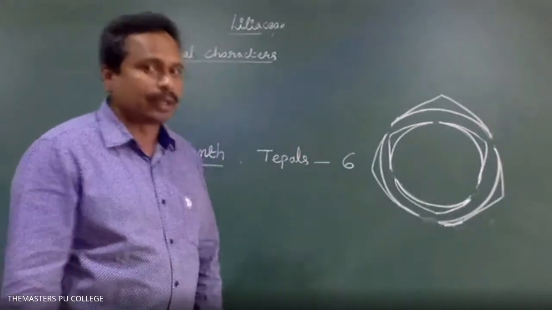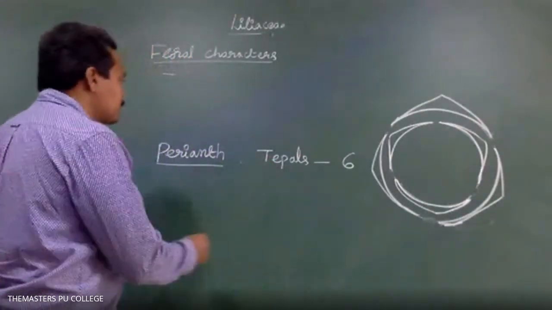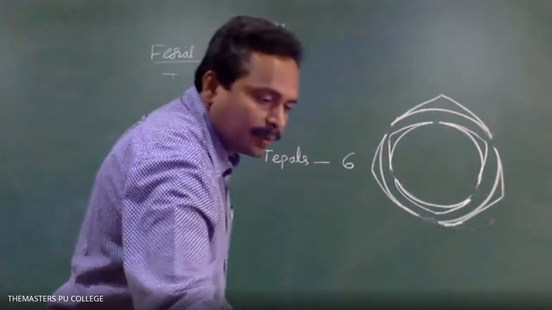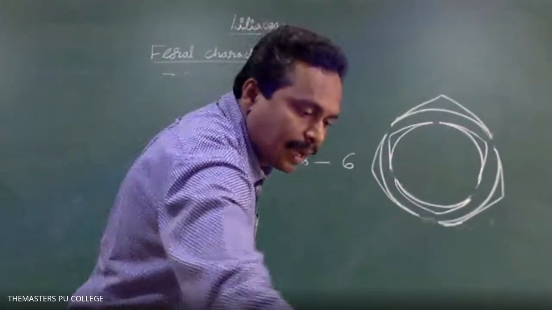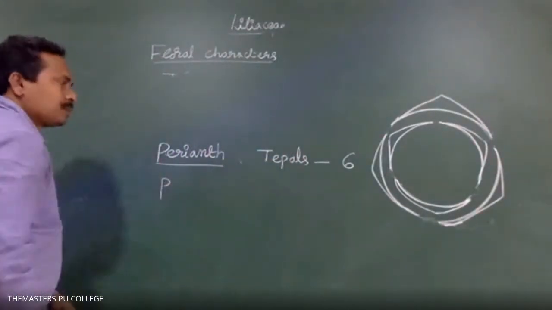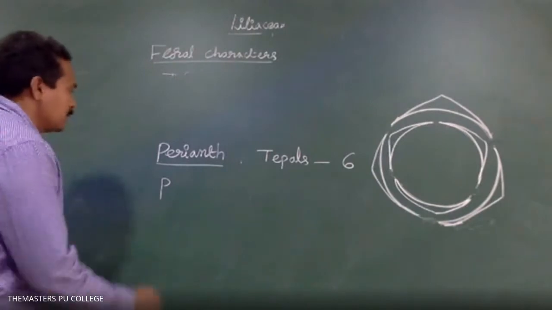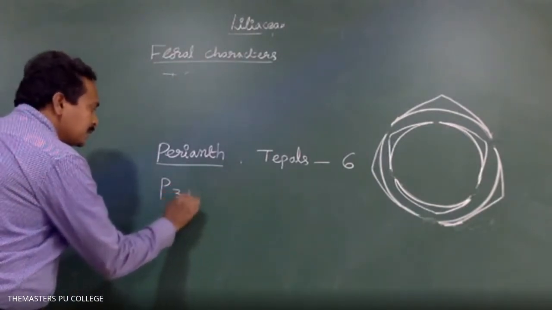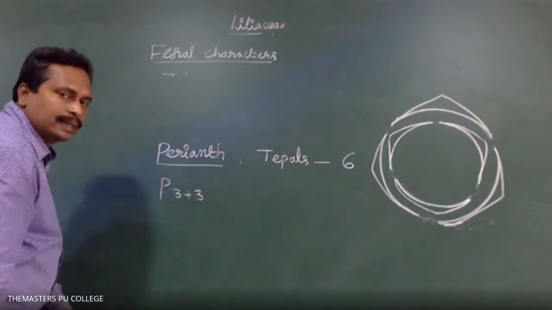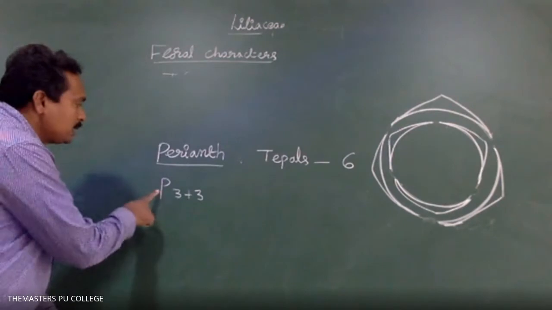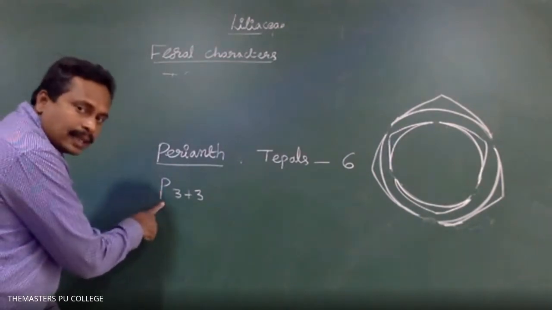How many tepals are there? The perianth is denoted by which alphabet? The perianth is denoted as P. Very good. 6 tepals are there. They are arranged in 2 rows. P is the symbol that denotes the perianth.